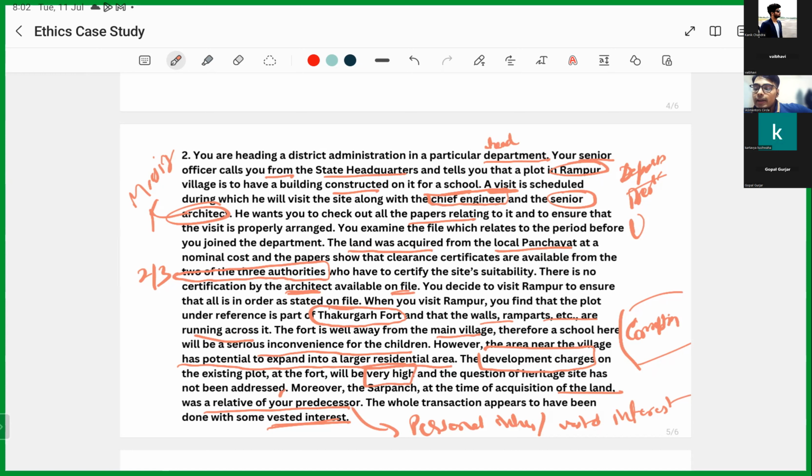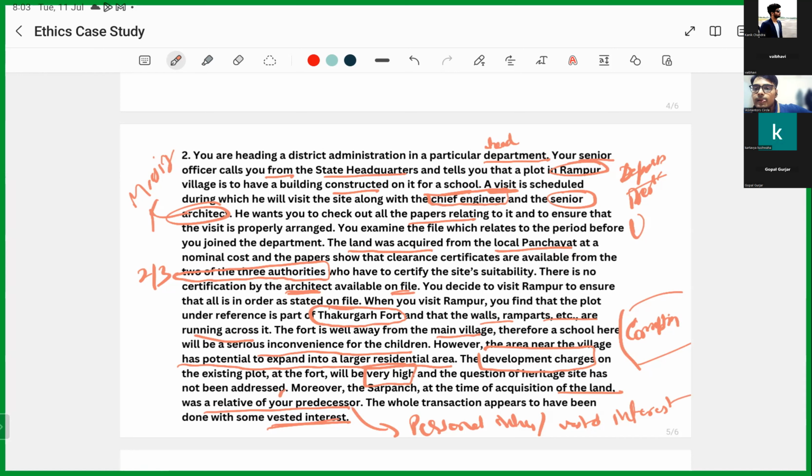Okay, when the predecessor department head is okaying all the papers which have been put up and has allowed the file to move with the two certificates, what was the reason? Don't you think it was nepotism or favoritism? Yes sir, sorry, yes sir.